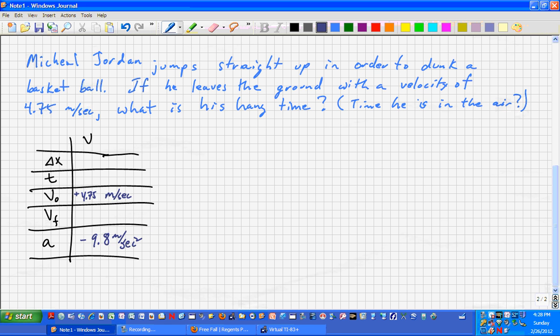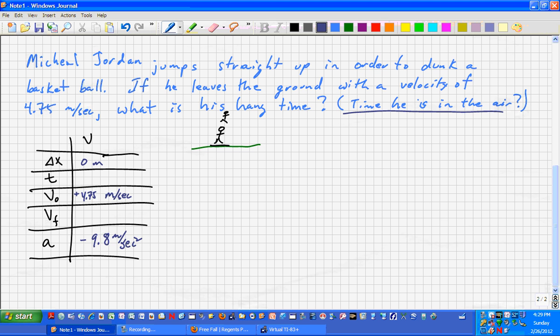What we're going to do is think about what hang time means, the time he is in the air. What that means is that he jumps up and returns back to the ground. So here he is. He jumps up to dunk the basketball. So he's up here when he's dunking the basketball, and then he returns back to the ground. So his change in position for the whole trip is, well, he starts at the ground and he finishes at the ground. So that change in position is going to be 0 meters.